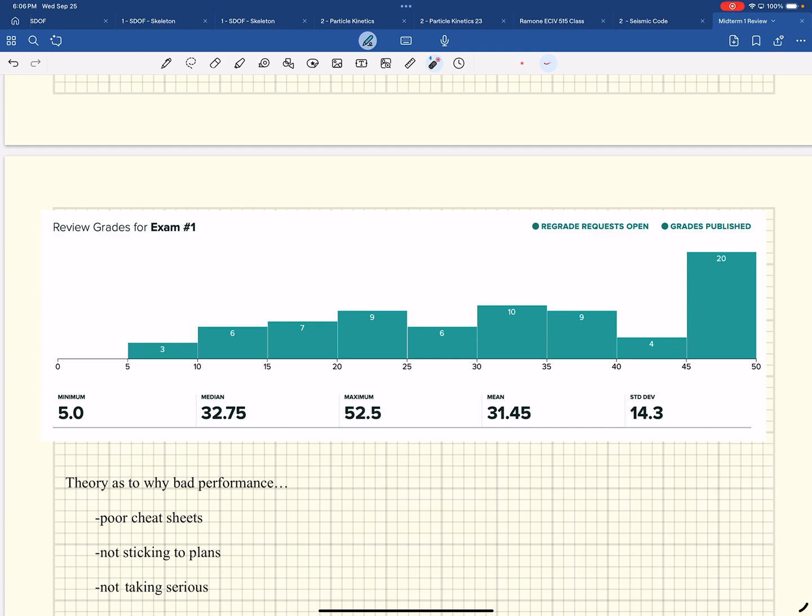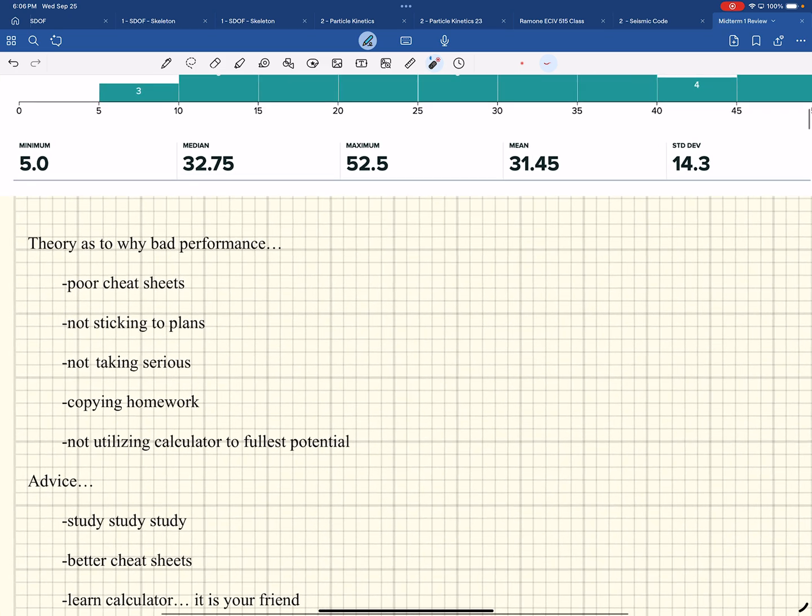I analyzed this breakdown from last year, or actually 2 years ago, I think. I asked why I think this is happening. So here's my theory of why, and this is what you can avoid: poor cheat sheets. I think some people just throw something together quickly. I'll show you an example right now.